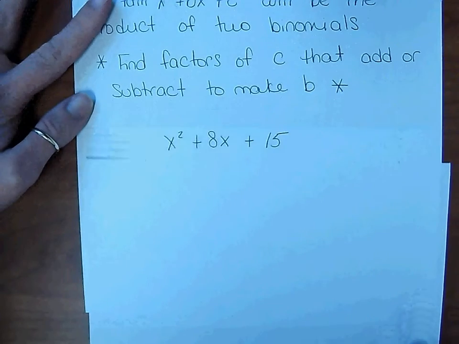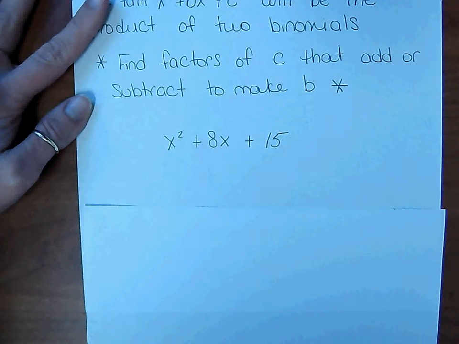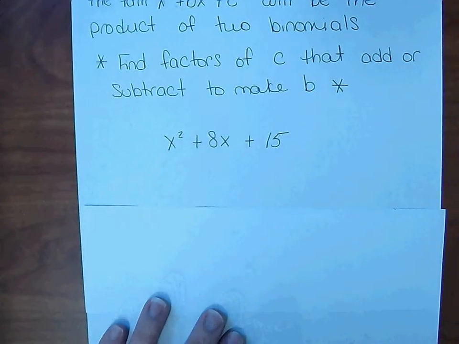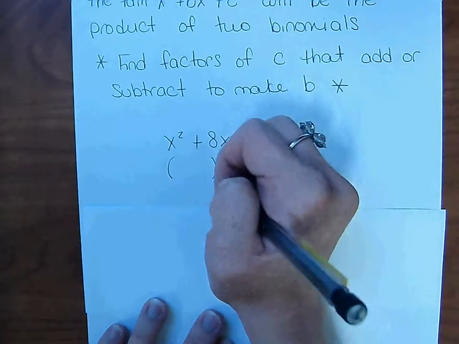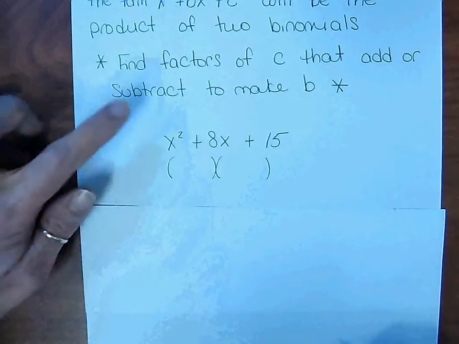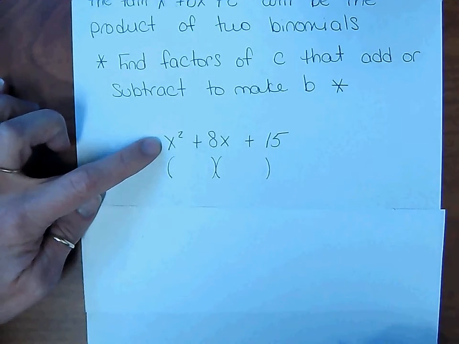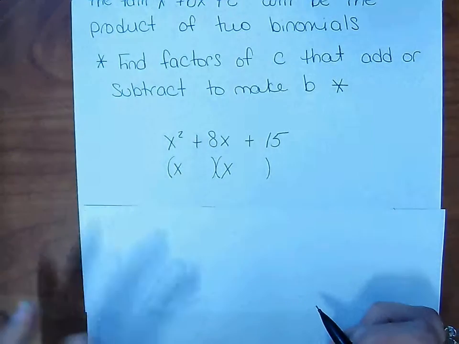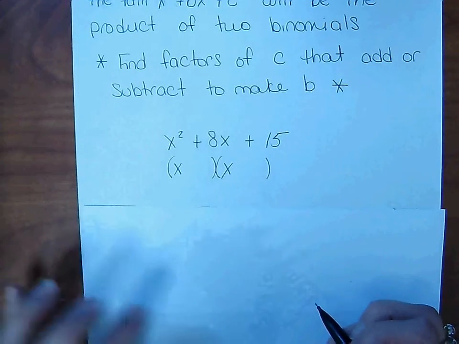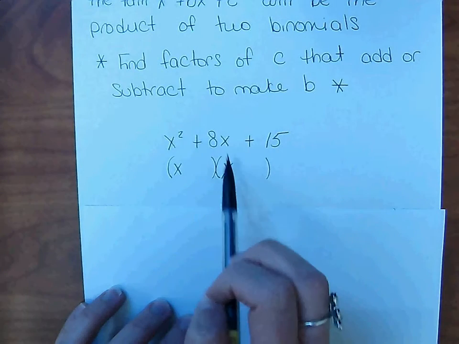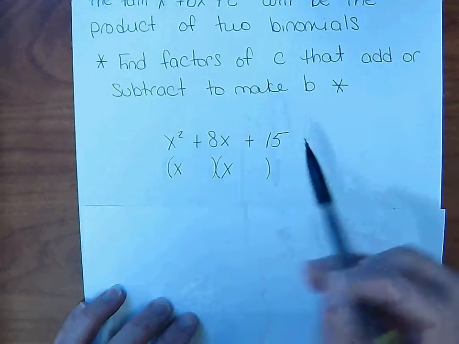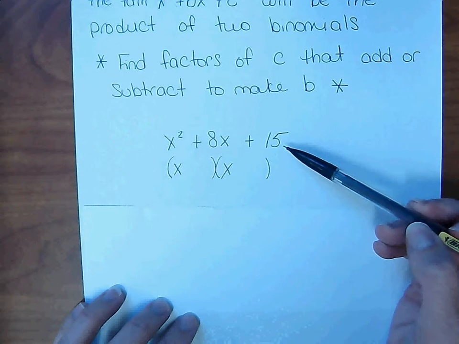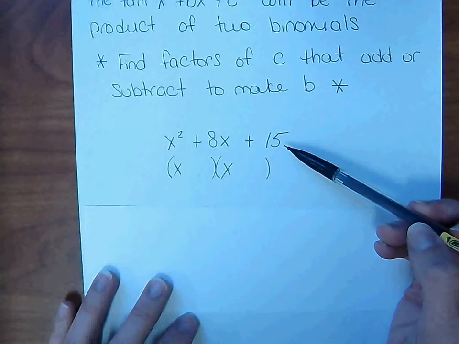So here we have the trinomial x squared plus 8x plus 15. This trinomial, when factored, will be the product of two binomials. Looking at this first term, x squared, to split that up among the two parentheses, we would have x and x. So remember, factoring is the opposite of the distributive property. When we multiply x times x, that would give us x squared. 15 is our c term. So we have to find factors of c that add or subtract to make b.